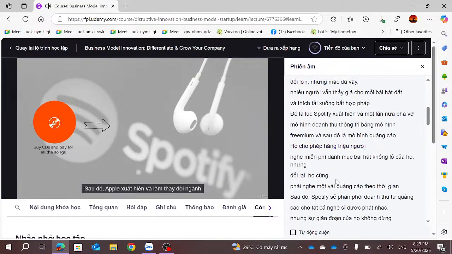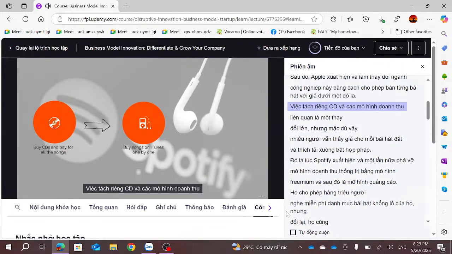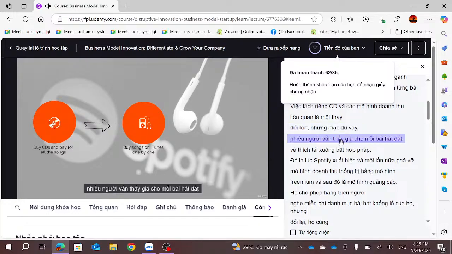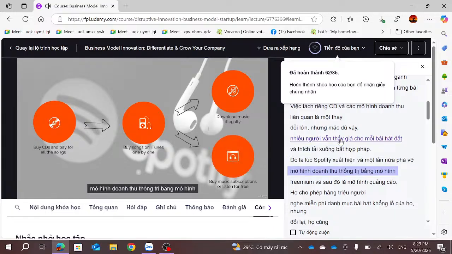Then Apple came and disrupted the industry by allowing to sell songs one by one for under $1. Unbundling the CD and its related revenue models was a major change, but despite this, many still found the price tag per song expensive and preferred to download it illegally. That's when Spotify came and disrupted once again the dominant revenue model with a freemium and later an advertising model.